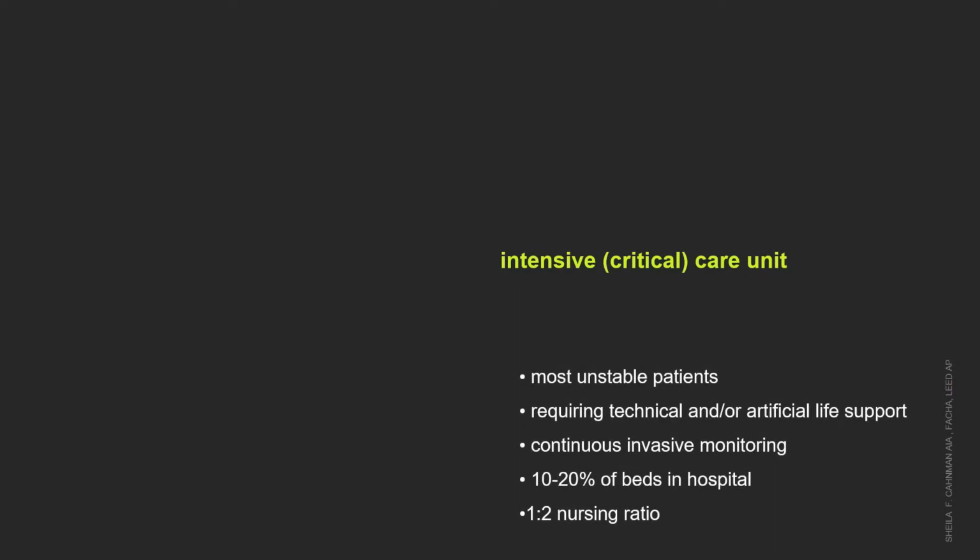First, let's look at the most intensive area of the hospital, the critical care or intensive care unit. These are the most unstable patients requiring technical or artificial life support, which can include invasive monitoring continuously. Typically, this is about 10 to 20% of beds in a hospital, and these are patients that require a high level of nursing care, typically one nurse per bed or one nurse per 2 beds.